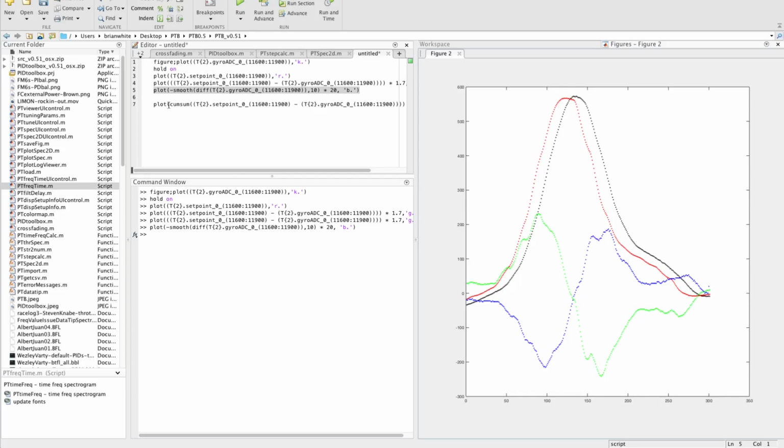Now, what about I term? Well, I term, like P term, is based on the difference between the set point and gyro, but instead of just multiplying that difference by some proportion, it actually accumulates the differences.